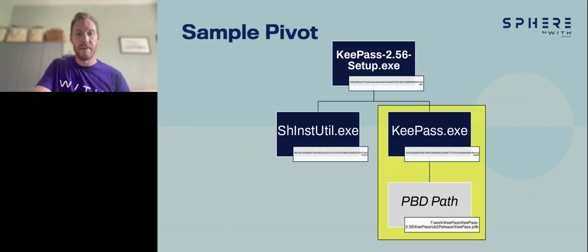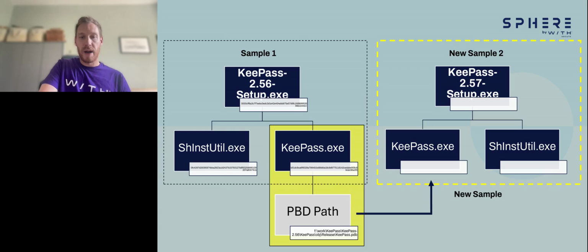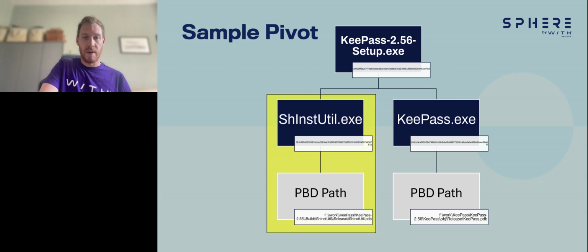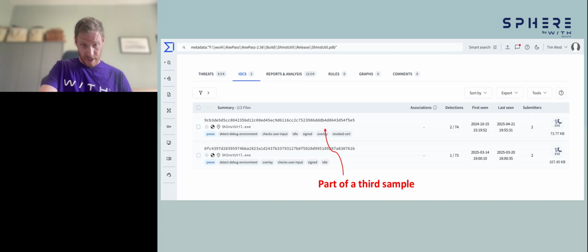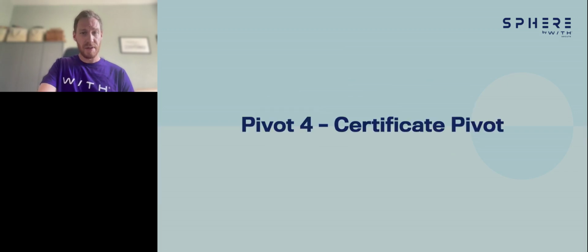So both of our key path and our inst util helper file had PDB paths. Let's start with the key path installer, and using VirusTotal we can search for it, and we found another key path installer that was part of a new sample, as is highlighted there. So we have now pivoted from sample 1 to sample 2. Exactly the same principle applies for the helper file. A different new PDB path finds us part of a third sample. So we're now on 3.